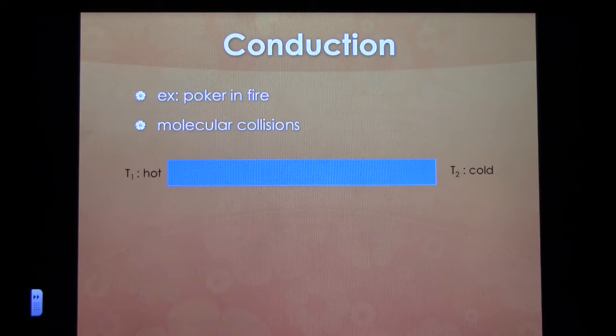But as in the case of placing a poker in a fire, we know these temperatures don't stay like this for long. The cold side becomes hotter very quickly. But how does this happen? When a material heats up, the molecules inside begin vibrating at a faster rate. These molecules collide with the adjacent molecules, causing their speed to increase.